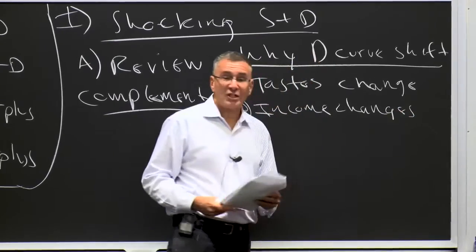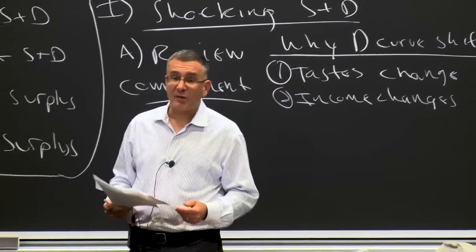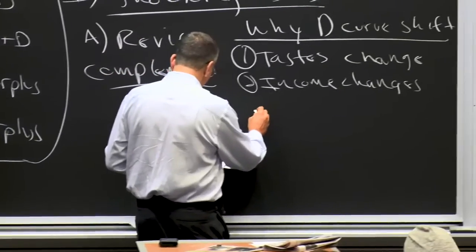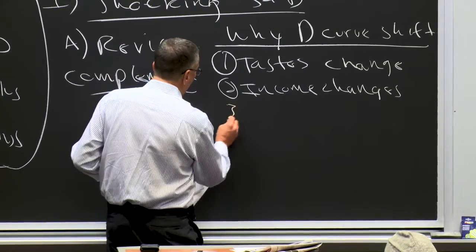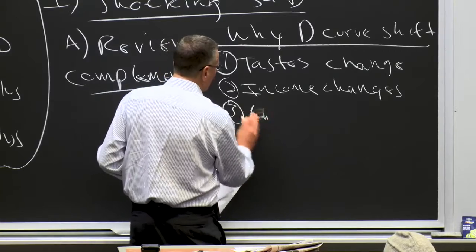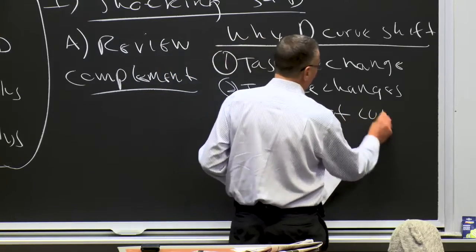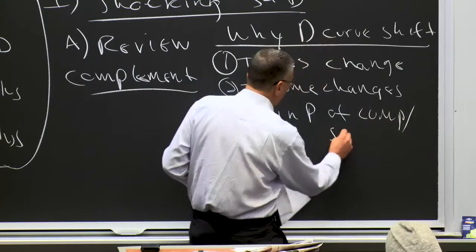Second reason is because people are richer or poorer, and so that makes them want different quantities, even with the same taste. A third reason is the change in the price of a complementary or substitutable good.